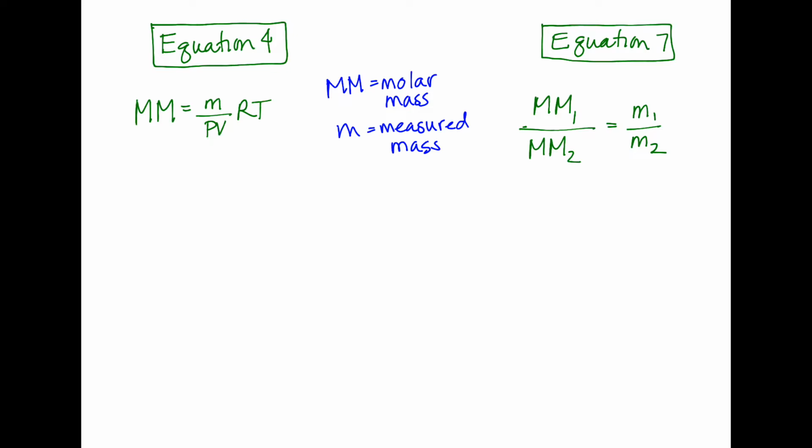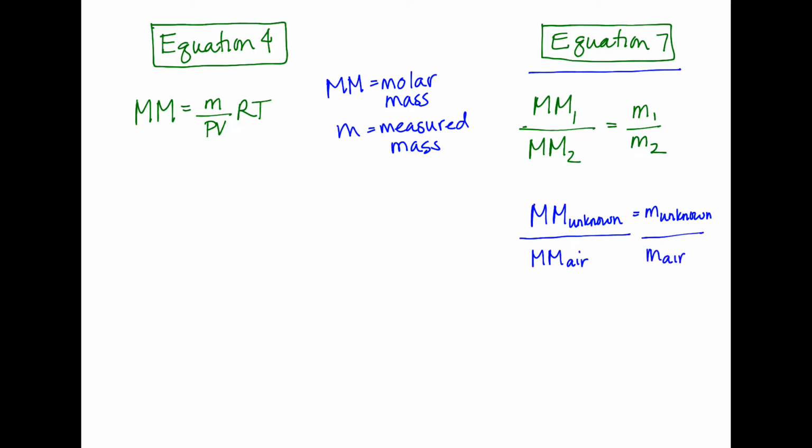When you're working with equation 7, it doesn't matter whether you make the 1's your unknown or you make the 2's your unknown. But one way that it might be easier to write it is if I'm going to make the 1's my unknown, I might write it like this. And then the known gas that we're going to be using is air. Like this.